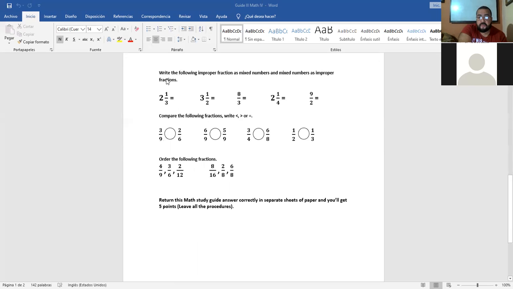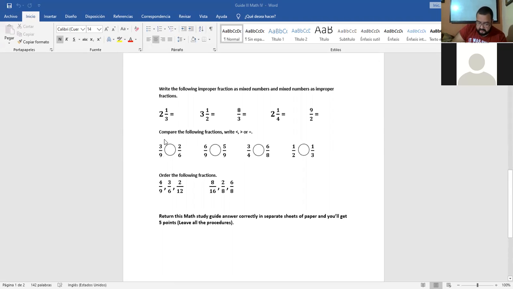Okay, let's work in these lessons. I guess we're going to work only in these two. Write the following improper fractions as mixed numbers and mixed numbers as improper fractions. What are we going to do here? We're going to multiply 3 times 2, and then we're going to add 1. How many is 2 times 3? 6. And 6 plus 1, 7.